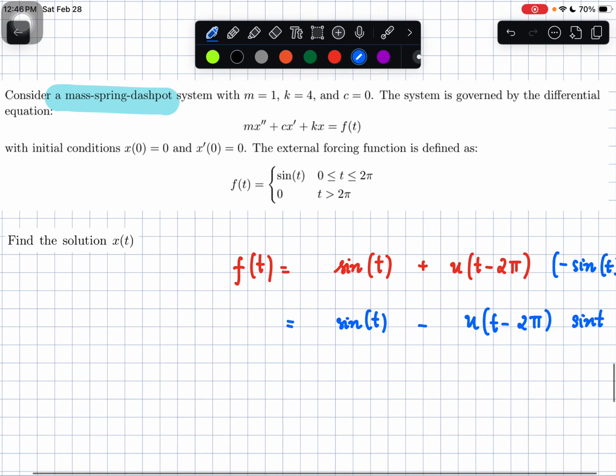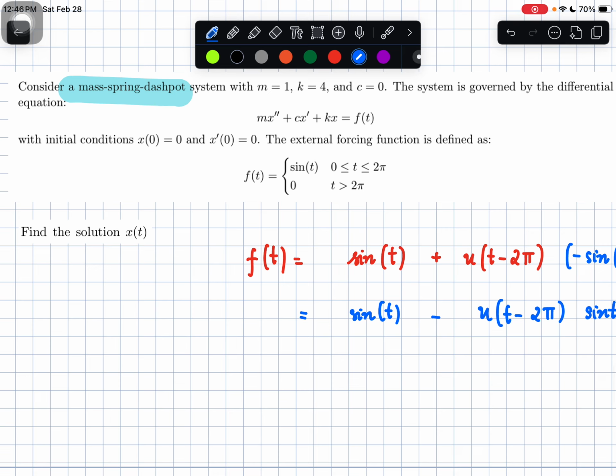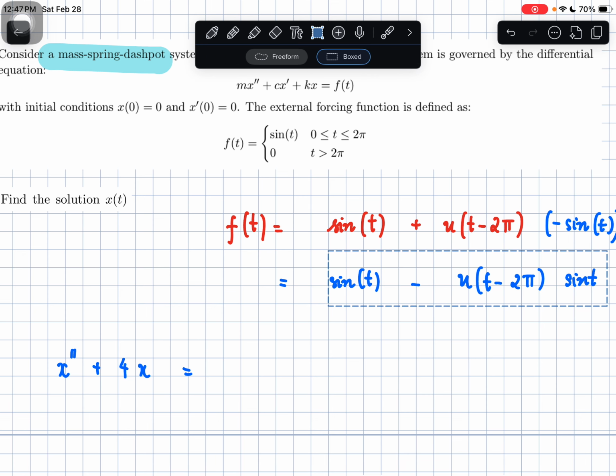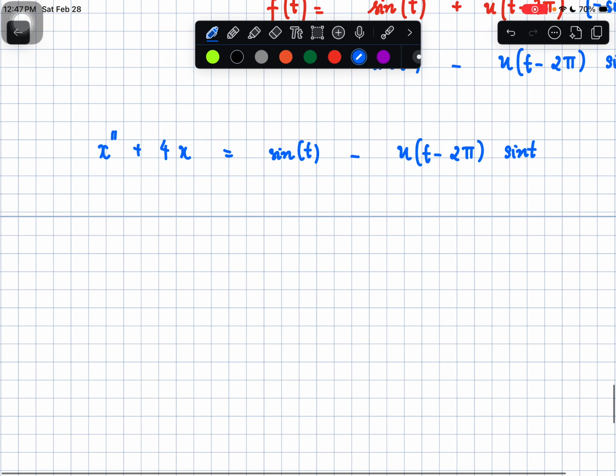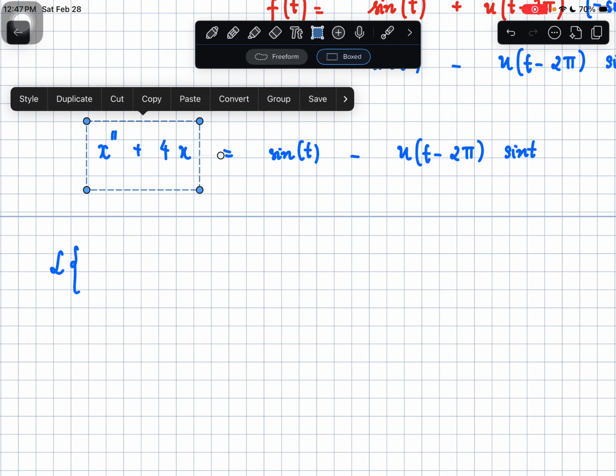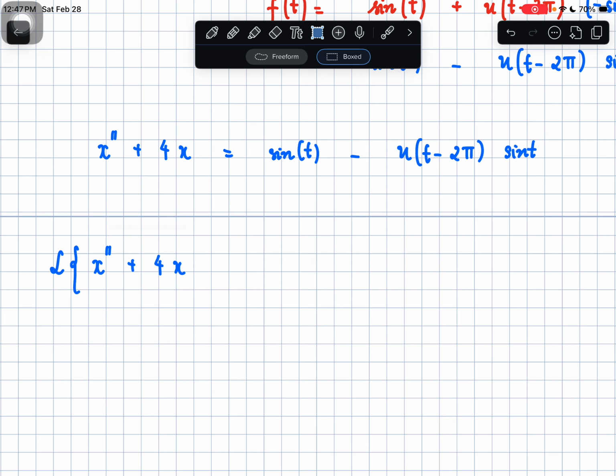Now plug in all the data they give us. m equal to 1, so you have x double prime, c equal to 0, so 0 x prime, k equal to 4, so 4x equal to f(t), equal to this function. Laplace transform both sides: you have the Laplace transform of the left hand side equal to the Laplace transform of the right hand side.